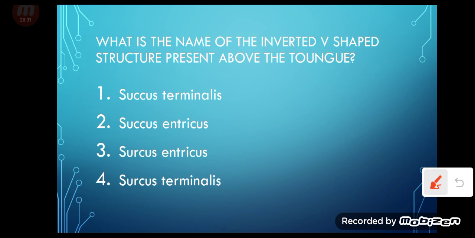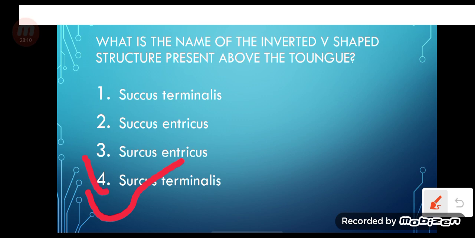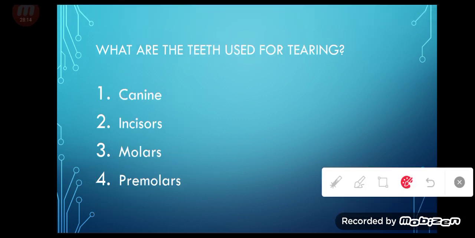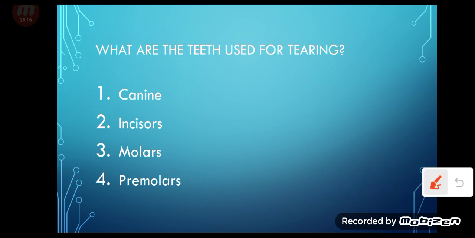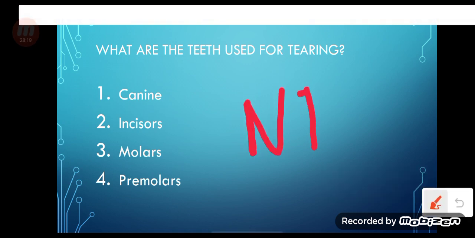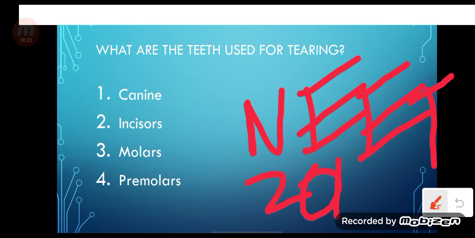Next one is, what is the name of the inverted V-shaped structure present above the tongue? That is nothing but sulcus terminalis. Last, this is the most important one because it was asked in NEET 2018. What are the teeth used for tearing? For tearing, I already told you that canines are used.